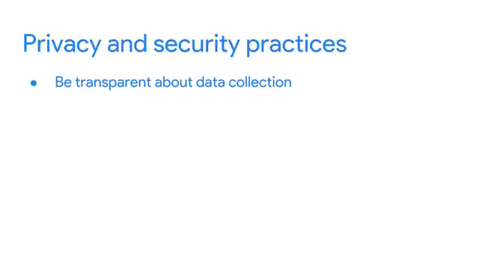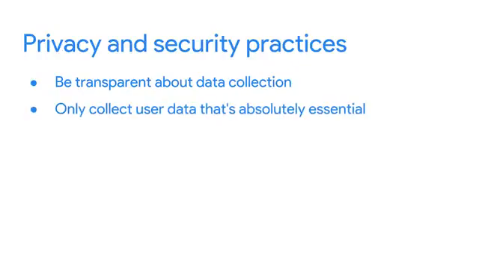The good news is that you can protect your users' data by making privacy and security a part of your UX design and research practices. Okay, so how do you do this? First off, be transparent about data collection. Let your users know what data is being collected. Next, only collect user data that's absolutely essential for your study. For example, if you don't need to know a participant's date of birth, don't ask for it.